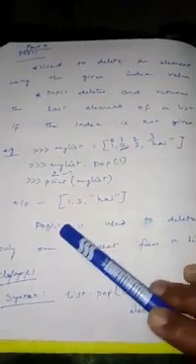Next, using pop, we can delete a single element or we can delete many elements one by one like that. So it is mainly used to delete one element from the list. That's all about it. Next, the clear function.